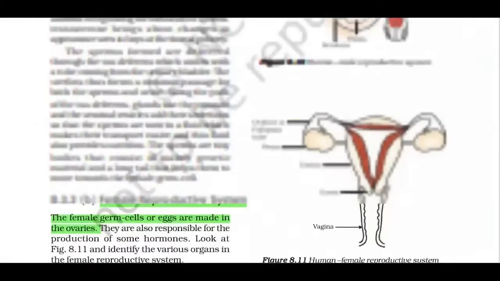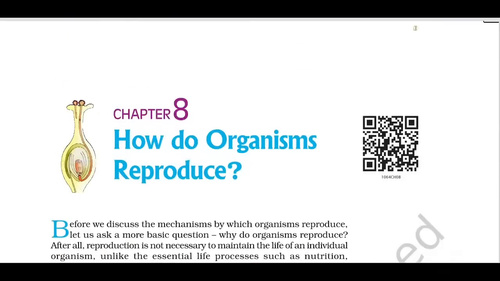So these are the important questions from the unit, How do organisms reproduce? Very simple chapter. Do read all the concepts to score.